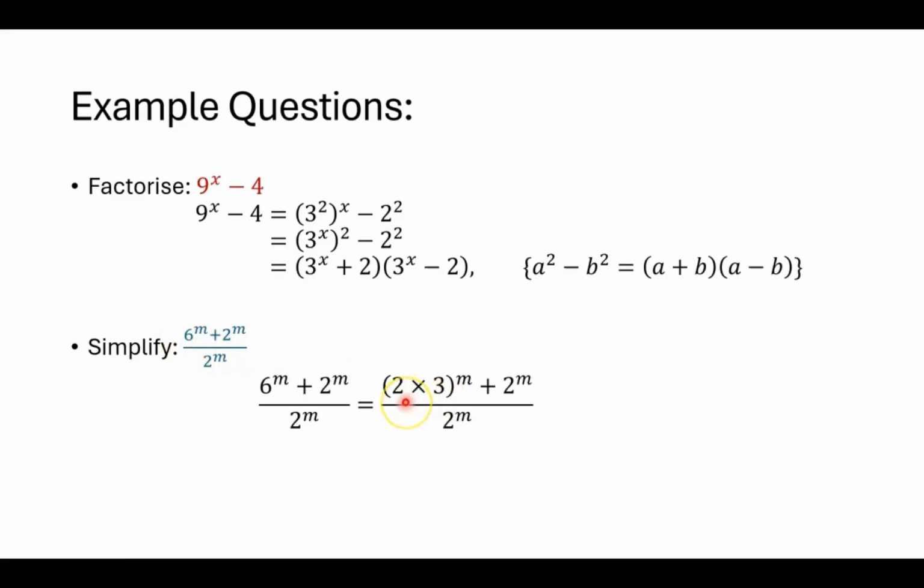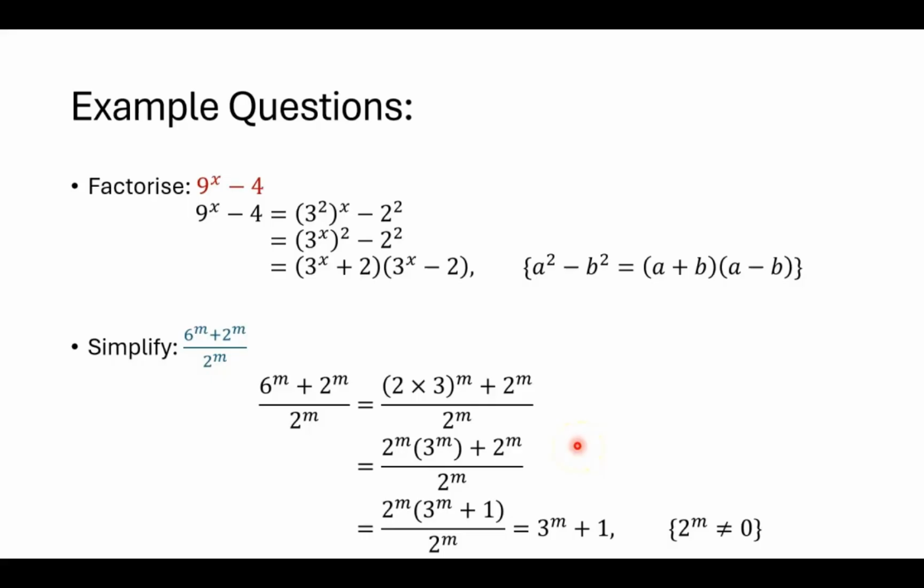So we'll notice 6 is the same as 2 times 3, so we can write 6 to the power of m as 2 times 3 to the power of m. Then using index laws, we can separate this product, which gives you 2 to the power of m times 3 to the power of m, and the rest is unchanged. And now we can take out a common factor of 2 to the power of m. So this 2 to the power of m takes out, leaves the 3 to the power of m. And this one is 1 times 2 to the power of m. So if you take out the 2 to the power of m, it leaves you with 1.